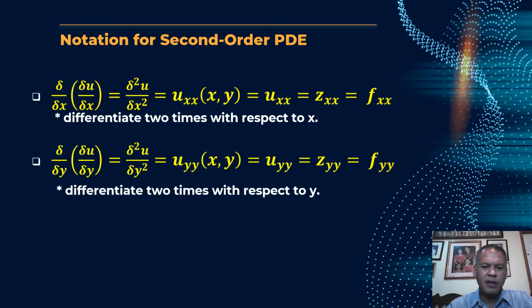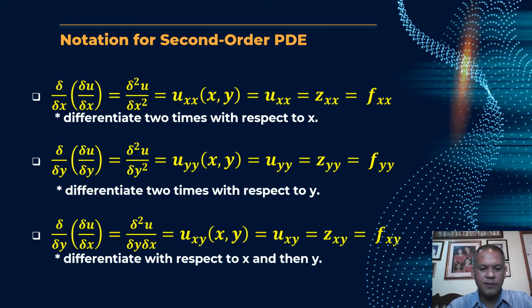So for ∂/∂y of ∂u/∂y, this is the same as ∂²u/∂y², which is also similar to u sub yy of (x, y), which is also equal to u sub yy or z sub yy or f sub yy. And this means that we can differentiate 2 times with respect to y.